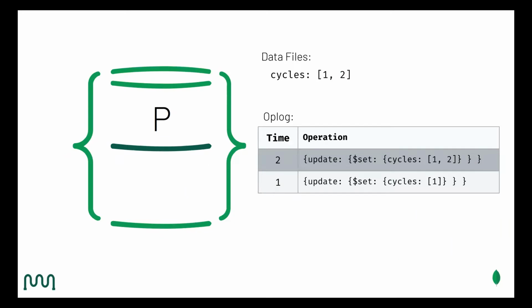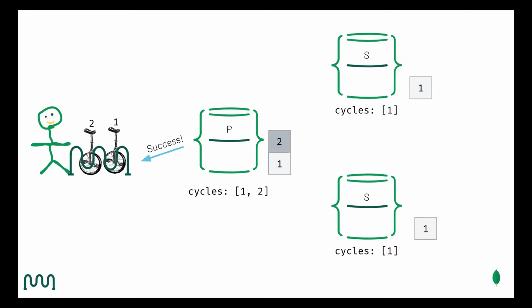Zooming into the primary again, we see that now the data files have been updated, and there is a second app log entry at time 2 for the second update. After the write is durable to disk on the primary, it returns success to the app. The app notifies Sam that the unicycle was racked, indicating that the check-in was successful and that they can leave. Sam now walks away, confident that their unicycle has been checked in.